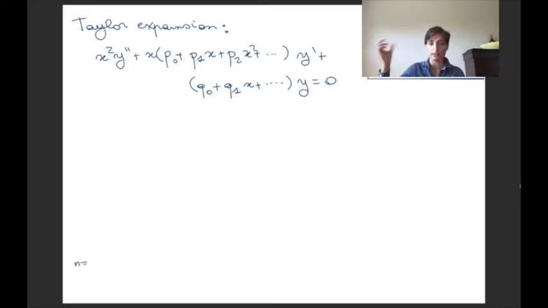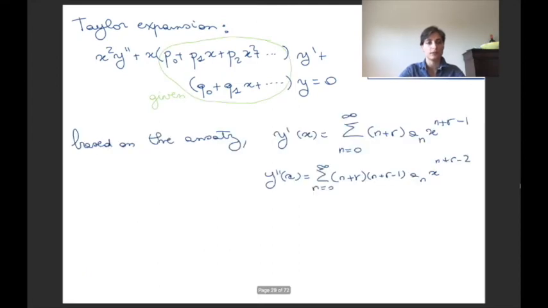And we Taylor expand everything. We plug in the power series for p(x) and q(x), replacing p(x) by p0 plus p1x plus p2x squared and so forth, and x squared q by q0 plus q1x and so forth. Notice that once the ODE is given, then so is the Taylor expansion.